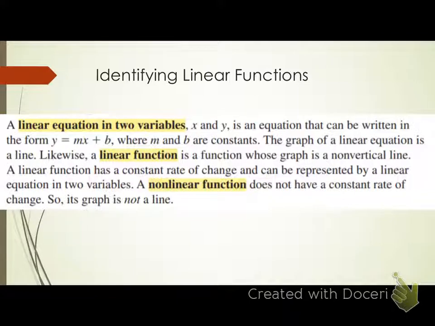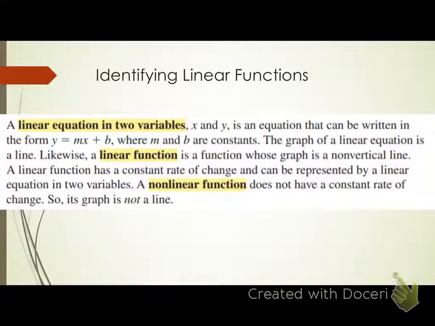A linear equation in two variables, x and y, is an equation that can be written in the form y equals mx plus b, where m and b are constants. Does anyone recognize that form of a linear equation? Do we remember what form that's called? Slope-intercept form, right? So if I can write an equation in that form, I know it's a linear function.